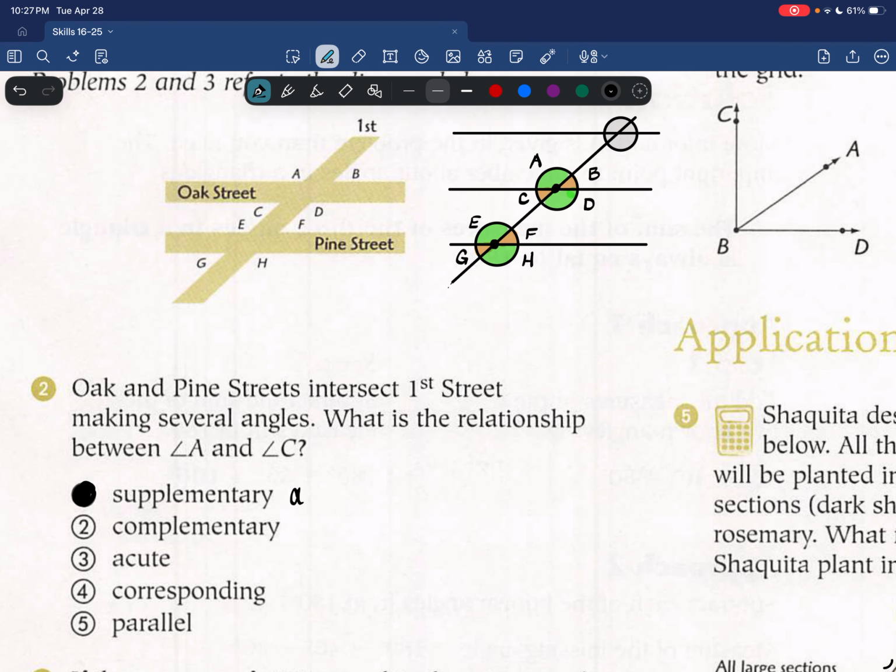They add up to half a circle, which is 180 degrees.